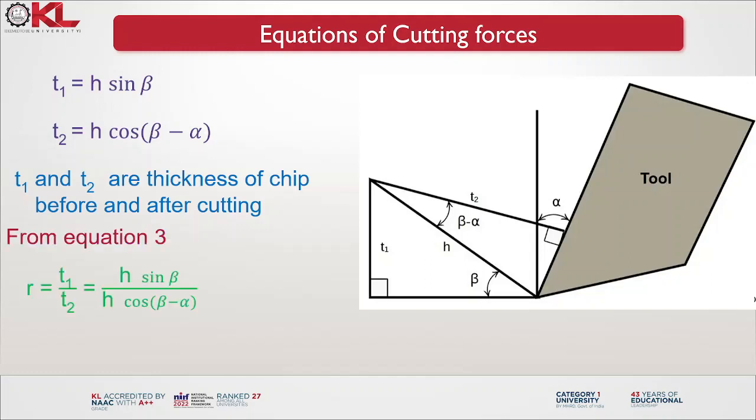So from equation 3, you can write R is equal to T1 by T2, that is equal to H sin beta by H into cos of beta minus alpha. Now H gets cancelled and R is equal to sin beta by cos of beta minus alpha. Let us mark this as equation 4.